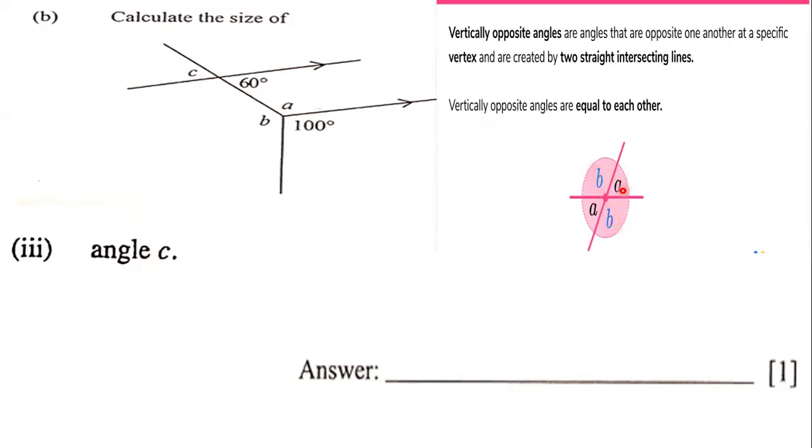The same is true for angle A. Notice that this angle is vertically opposite to this angle, and since they are vertically opposite, they are equal. So this is A, and this is also A. And so let's move on to angle C that we have in our question. C is vertically opposite to 60 degrees. And so since C is vertically opposite to 60 degrees, C equals 60 degrees, because vertically opposite angles are equal in measure.